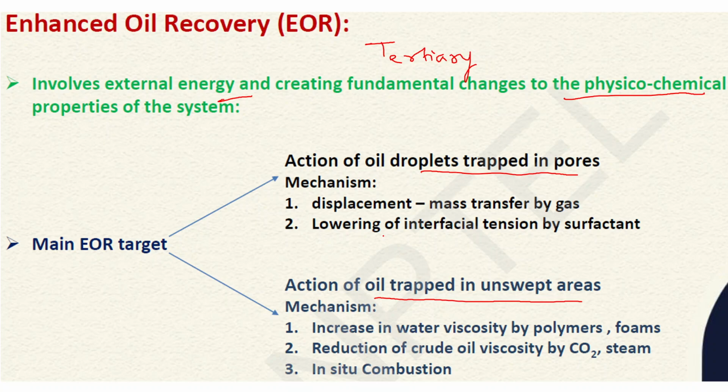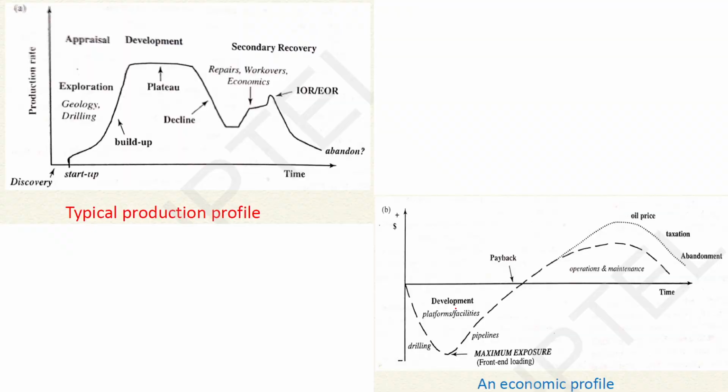Or we can reduce the crude oil viscosity by introducing some kind of steam or CO2. As we know, if the viscosity is decreased, then it will be easier to extract the oil. And then in situ combustion, where by introducing some heat, it will make the oil thinner, and it will be easier for us to extract the oil.